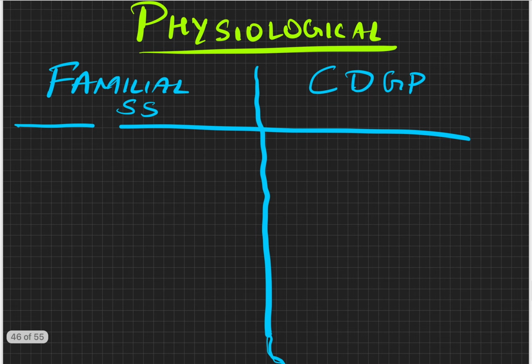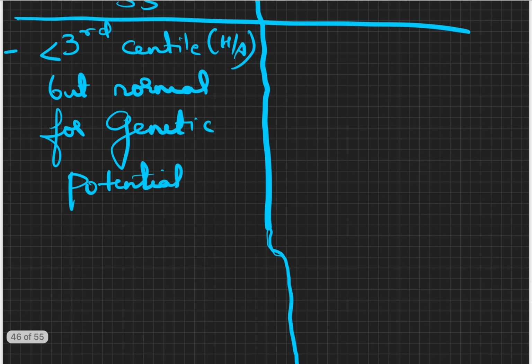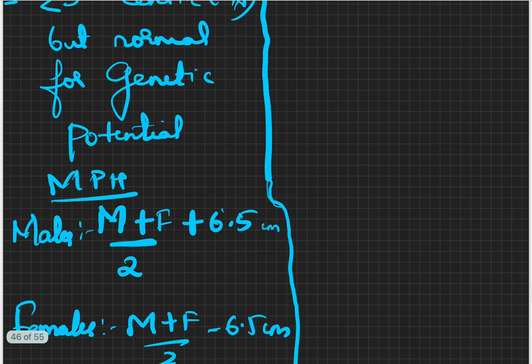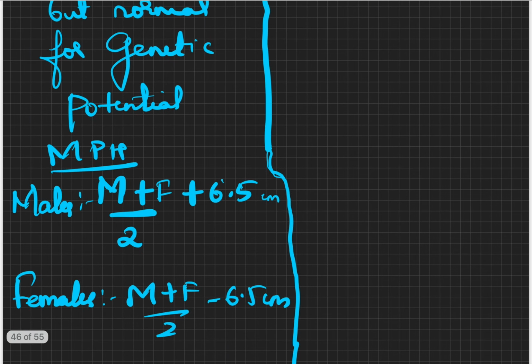CDGP is nothing but constitutional delay in growth and puberty. So familial short stature: the child is less than the third centile for height for age, but it is normal for the genetic potential of the child. That is, we need to calculate the mid-parental height.